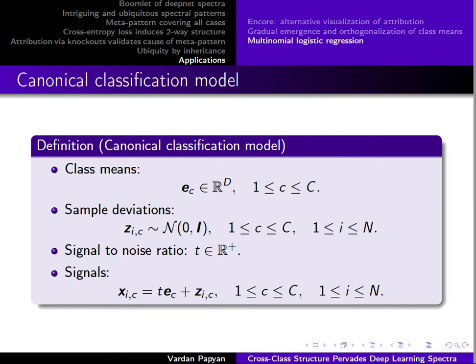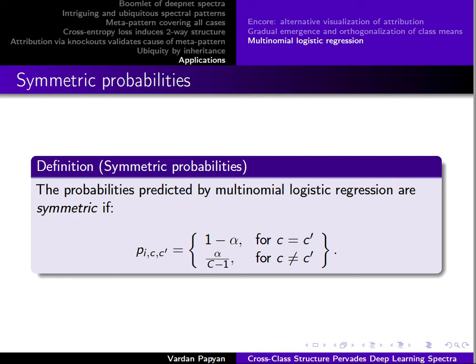Now imagine that I have a simplifying assumption that the probabilities predicted by this multinomial logistic regression are symmetric. What does it mean, symmetric? It means that the classifier would say the same probabilities for all the other classes, so the probability of a cat being a dog is equal to the probability of a cat being a horse.